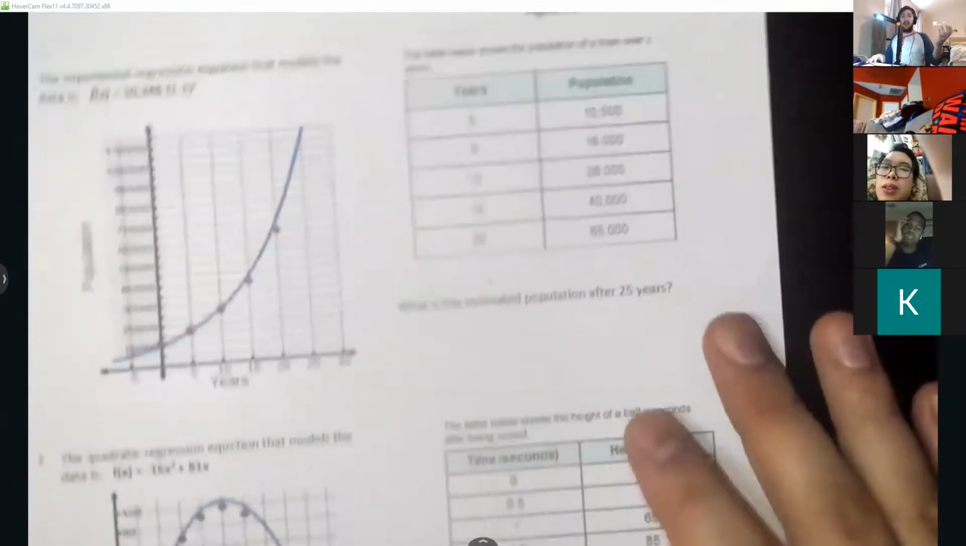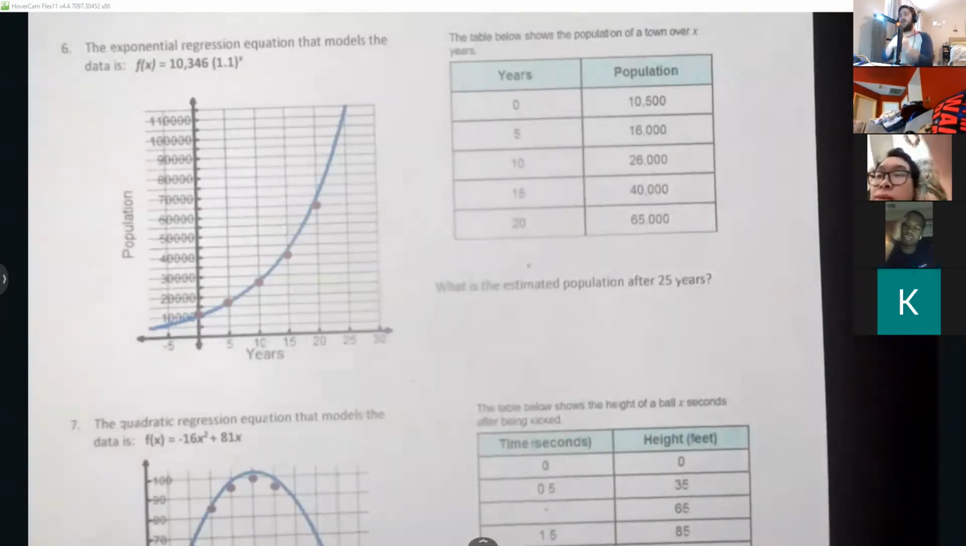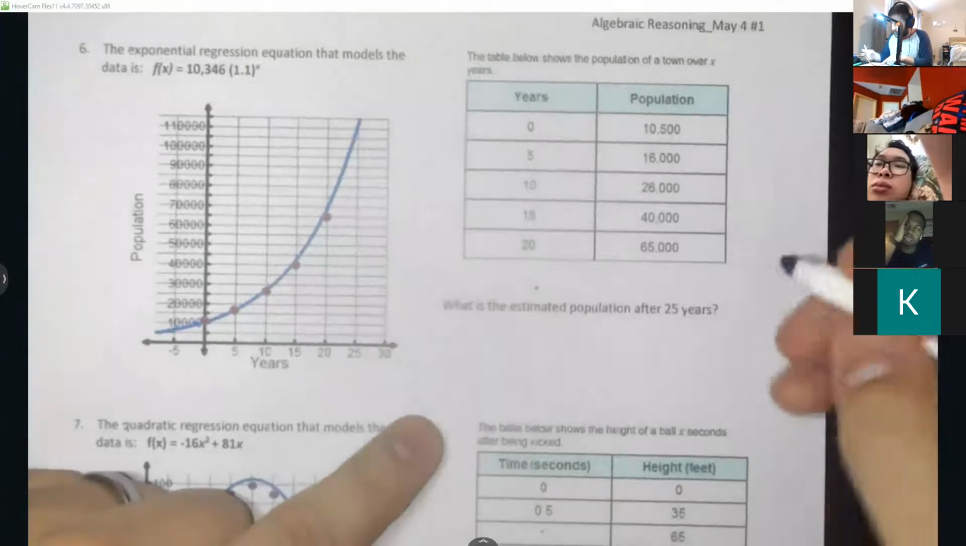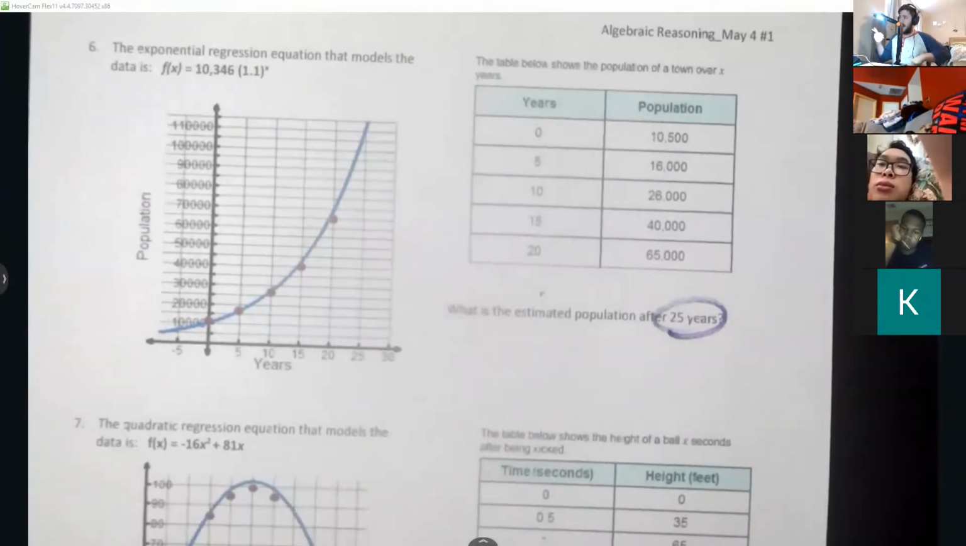All right, last page. This time they've got our regression model already plotted for us. They've got all this stuff. All we're doing is making a prediction. What is the estimated population after 25 years? Again, we need to be able to check what they gave us. Did they give us X? Did they give us Y?